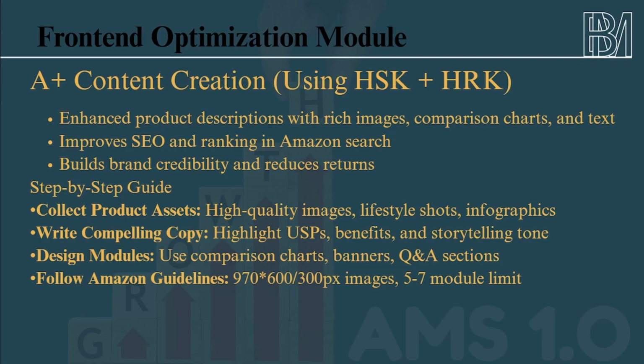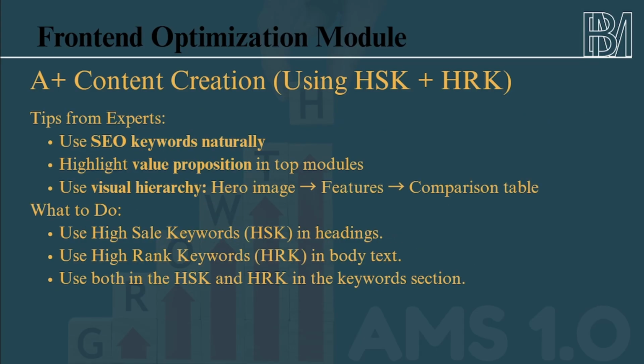The A plus content has limitations: you can modify it up to a maximum of 5 to 7 modules. Some accounts have a 5 module limit and some accounts have a 7 module limit. After that, we will discuss the other uses later on, such as the uses for A plus content and the brand story. Brand story we will cover in a later part.